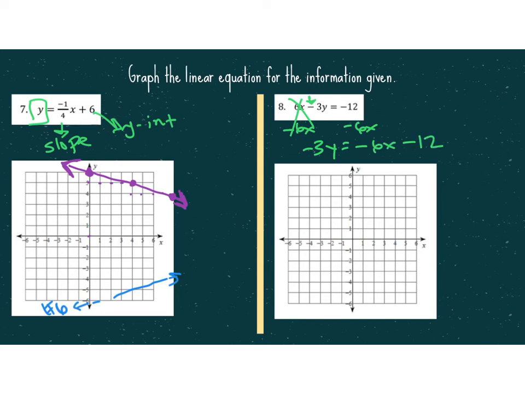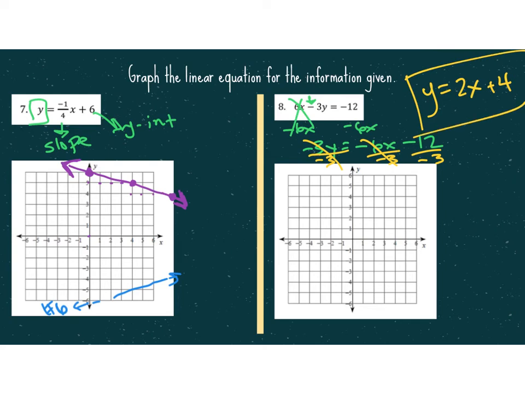Okay, then the next thing I would do is divide everything by -3. That gets divided by -3, that gets divided by -3, and that gets divided by -3. So this turns into a positive y equals, this turns into a positive 2. So I've got 2x, and then that turns into a positive 4. 2x plus 4 is my line there. -12 divided by -3 is 4. -6 divided by -3 is 2.